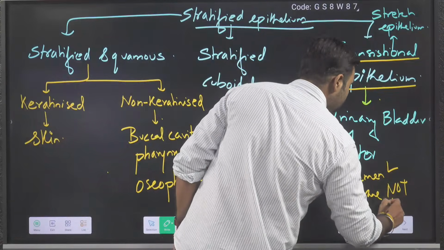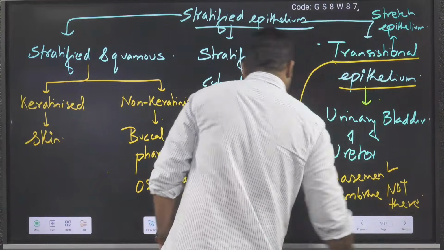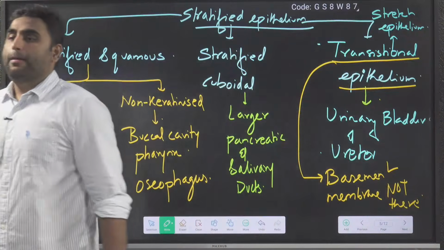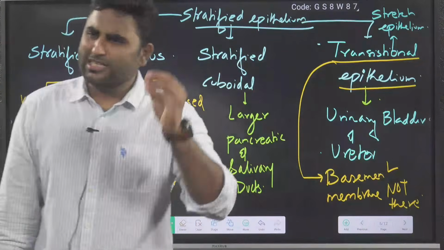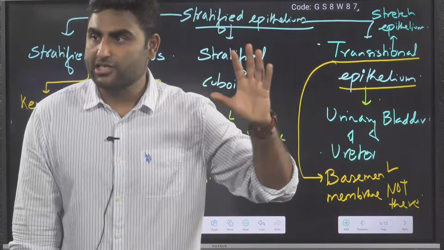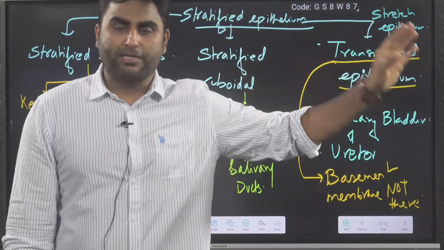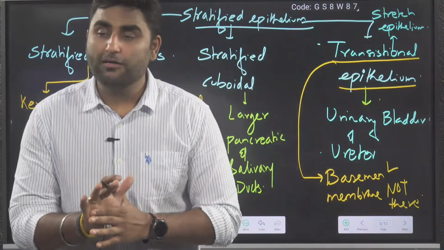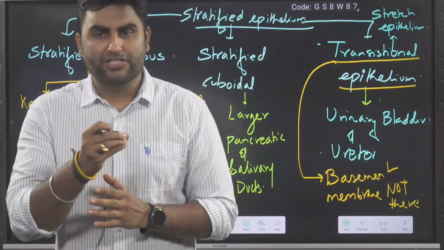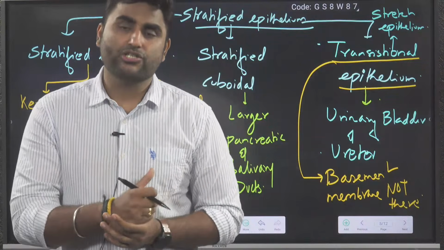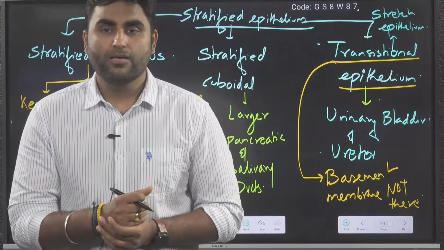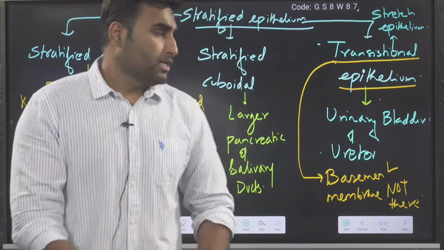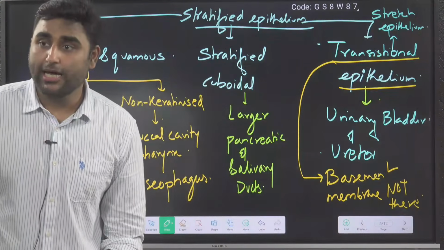Are we clear, everyone? Basement membrane is not there. Just a small note you have to make for transitional epithelium, also called stretch epithelium. Urine is passing through the ureter and bladder, so it has the ability to stretch a bit, so the epithelium can stretch and change its shape based on the load on it. That's why it is called transitional epithelium.